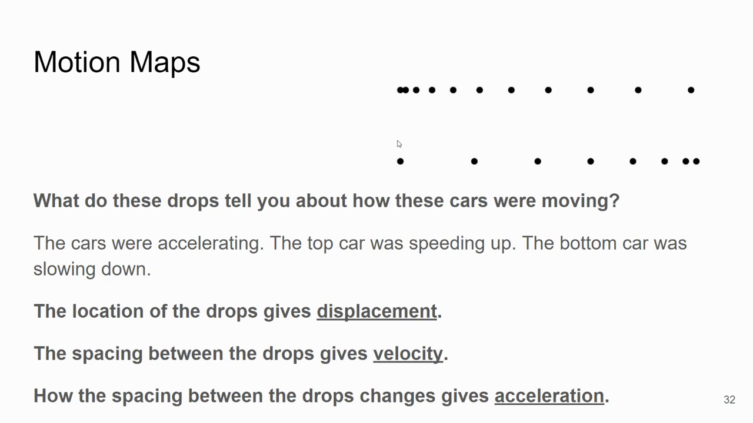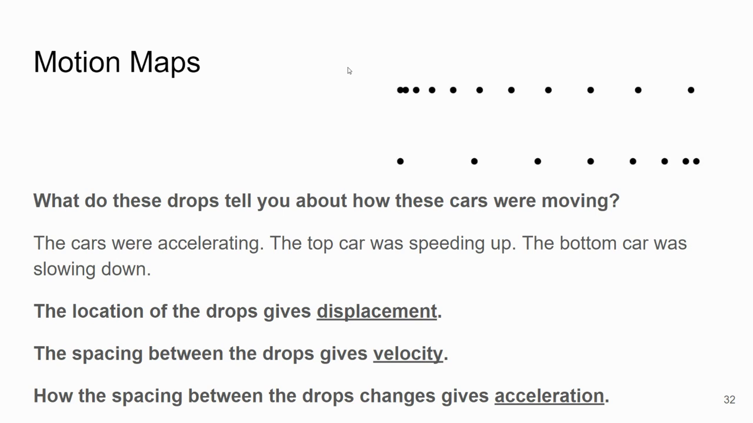Well, you can tell that the cars were accelerating. The red car started at rest and gained speed moving to the right. So originally, when it was moving slowly, the dots are very close together. But as it's gaining speed, the dots are getting further and further apart. The blue car on the bottom, well, at the start, the blue car was already moving. It was moving kind of fast to the right, but it was slowing down. So that's why the dots are getting closer and closer together.